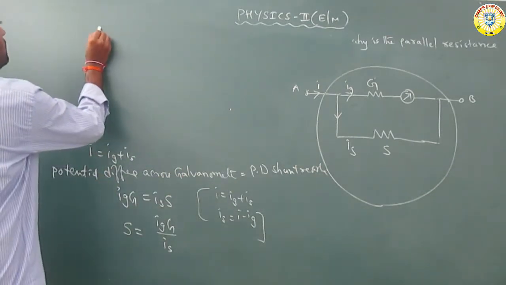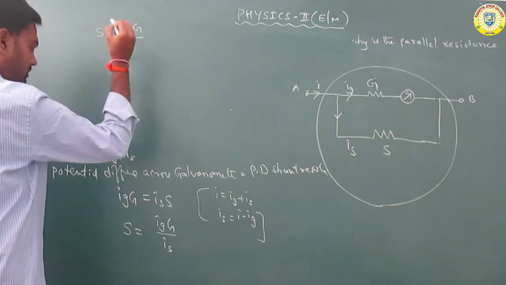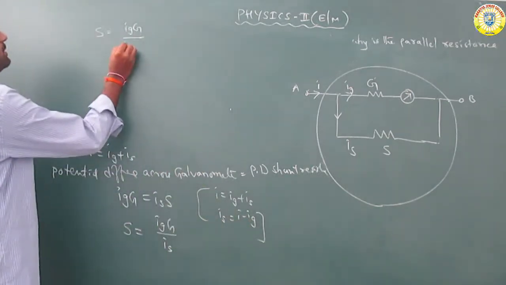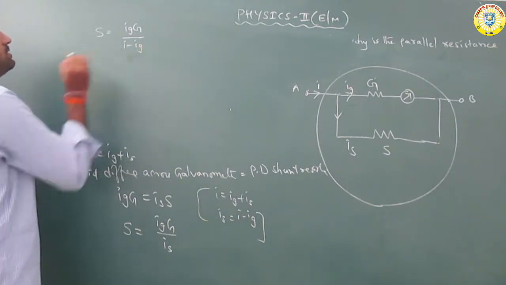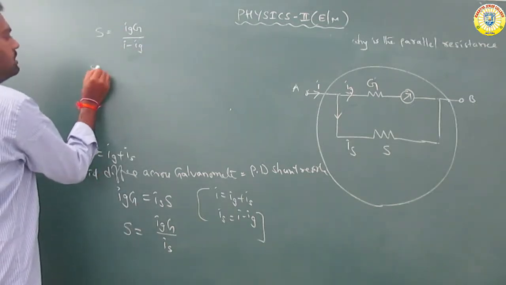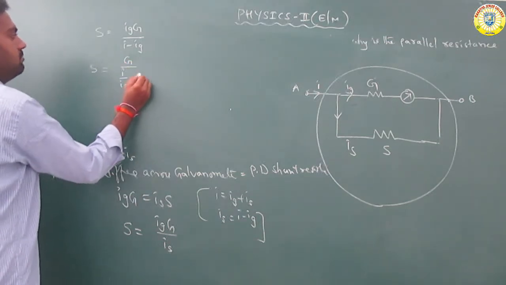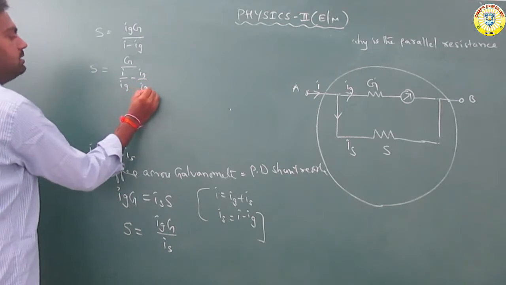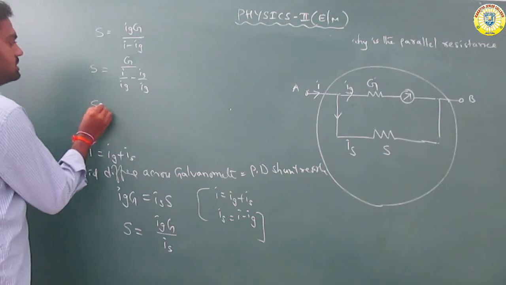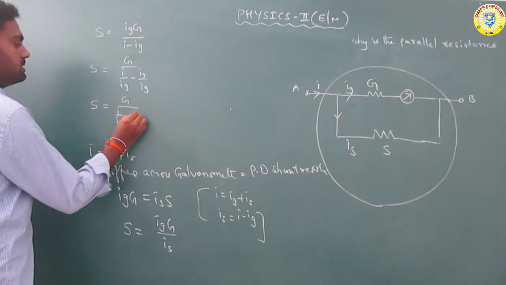So S is equal to Ig G by Is. So Is is equal to I minus Ig. Substituting here, I minus Ig. Okay, so Ig is taken. S is equal to G Ig by I minus Ig, which we can write as S is equal to G by (I by Ig minus 1).